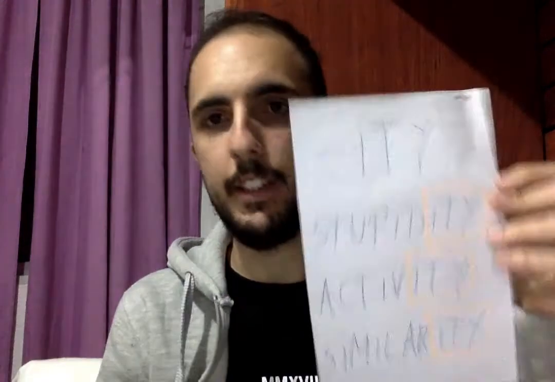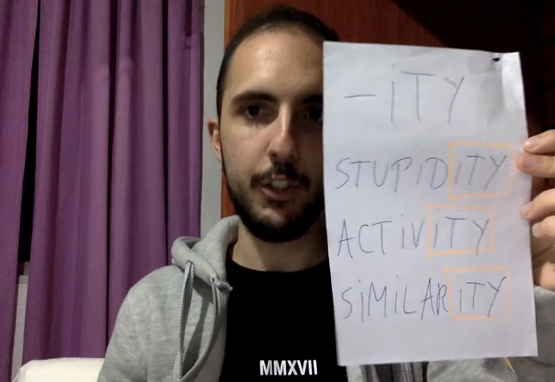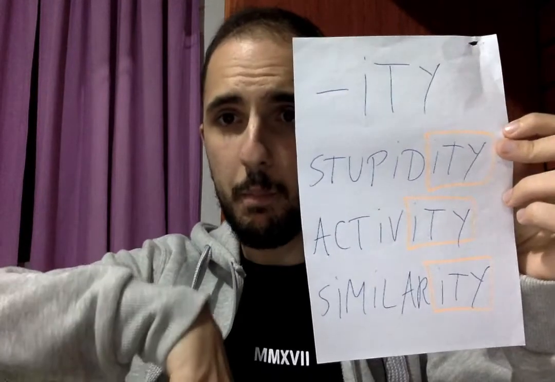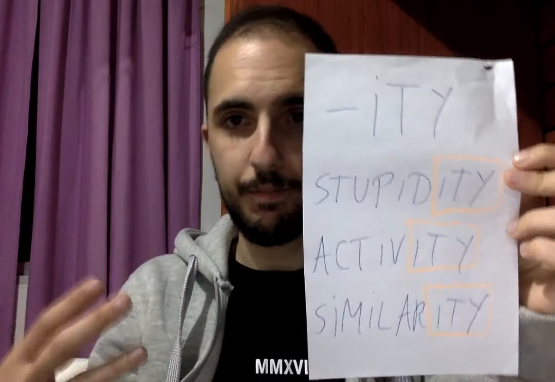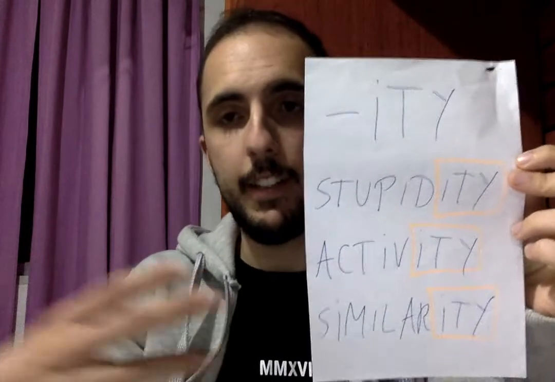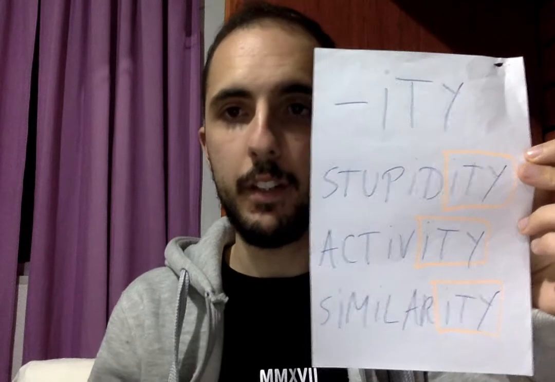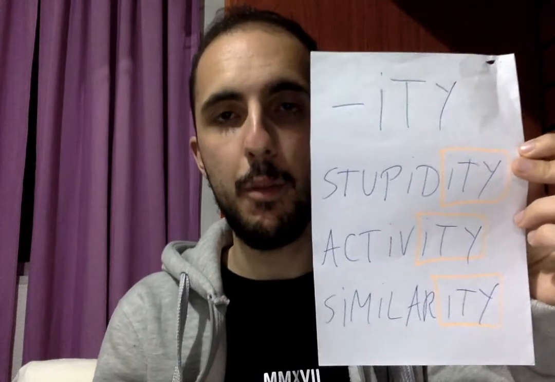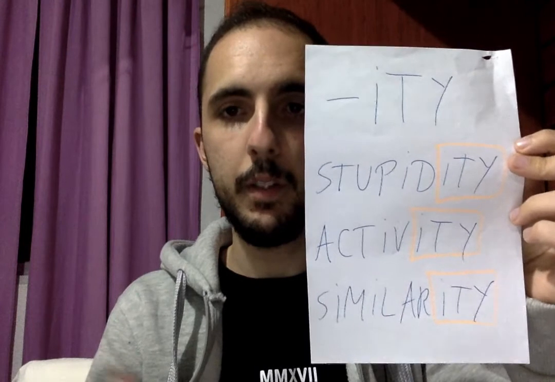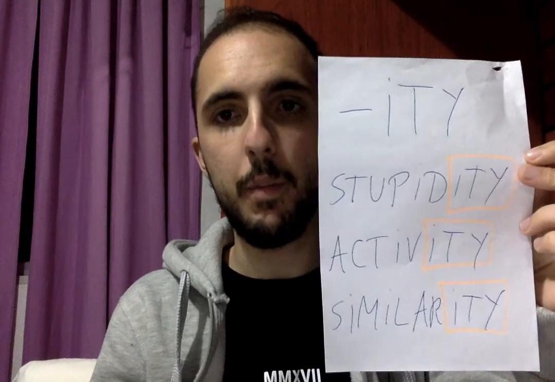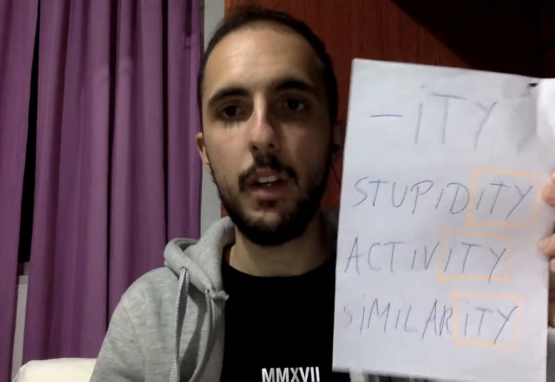Same thing for ity. Stupid is an adjective. You can make stupid a noun by adding ity. So you say stupidity, activity, similarity. Okay, so here you have three different adjectives. Stupid, active, and similar, the three of them are adjectives. So you can make them nouns that way.